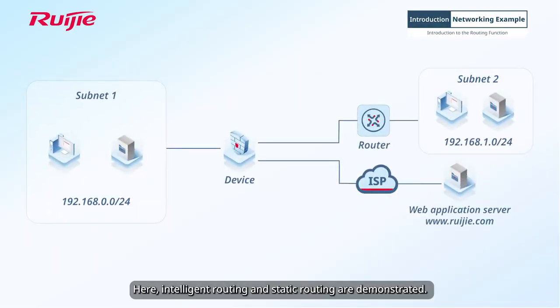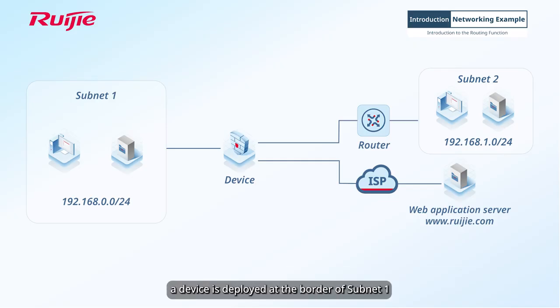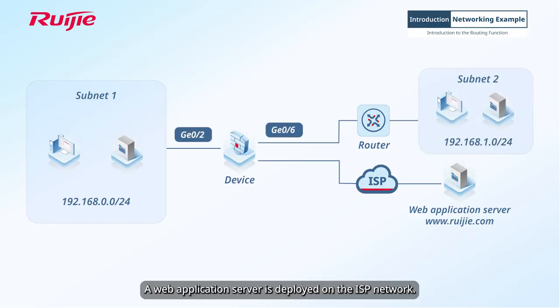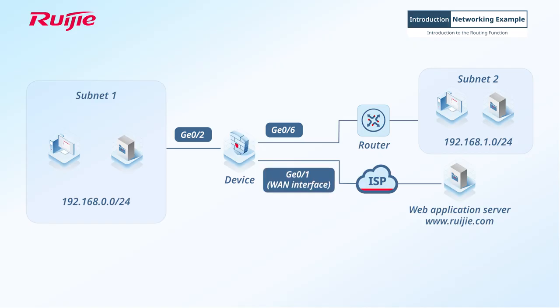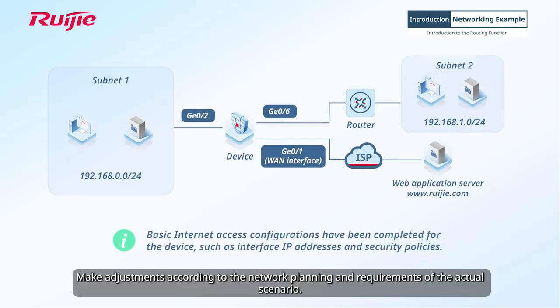Here, intelligent routing and static routing are demonstrated. The following uses a typical scenario to describe how to configure intelligent routing and static routing. As shown in the figure, a device is deployed at the border of subnet 1, and subnet 1 and subnet 2 access each other through the device. A web application server is deployed on the ISP network. Traffic destined for the web application server needs to be forwarded through the interface GE0/1 on the device. The following configuration uses this topology as an example. Make adjustments according to the network planning and requirements of the actual scenario.